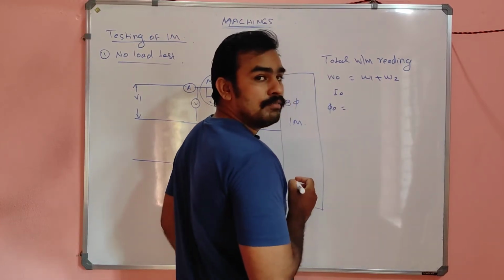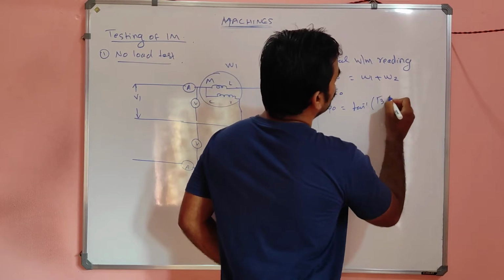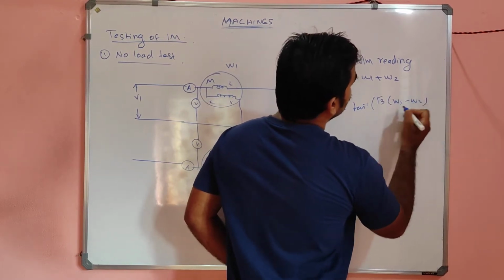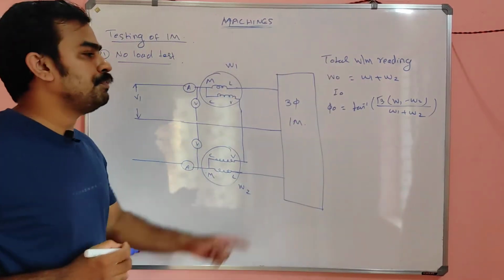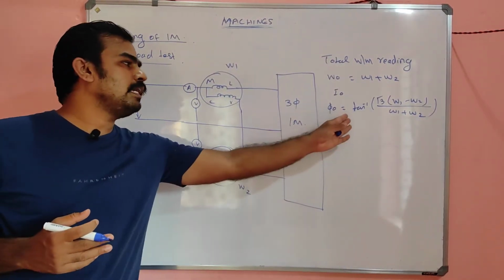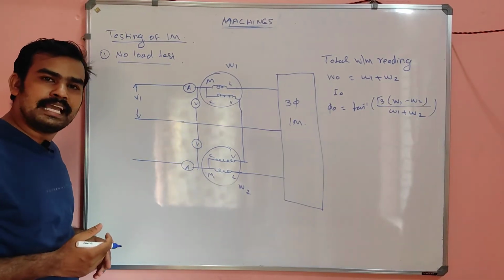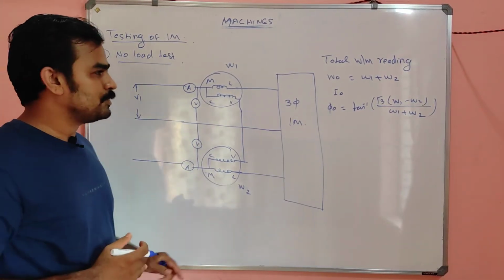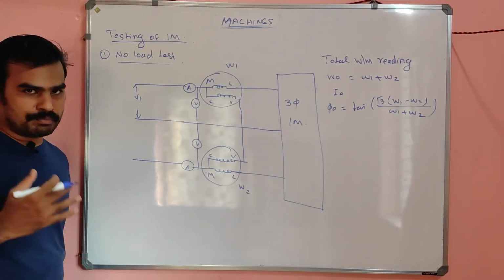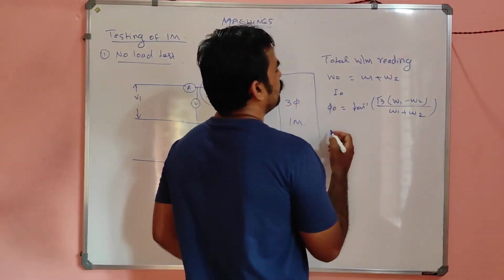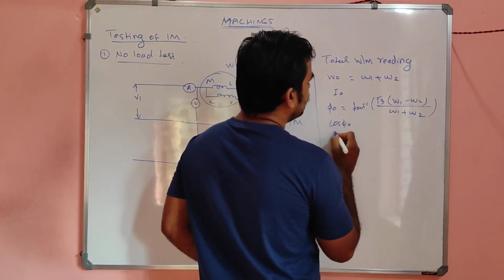The phase angle will be equal to what, my dears? Tan inverse of root 3 into W1 minus W2, whole divided by W1 plus W2. This is the phase angle in 3-phase power measurement. The same thing you can utilize here because it is a 3-phase measurement. So phi 0 will be tan inverse of root 3 into W1 minus W2 divided by W1 plus W2, and from this we can find the value of cos phi 0, and we can find the value of what?